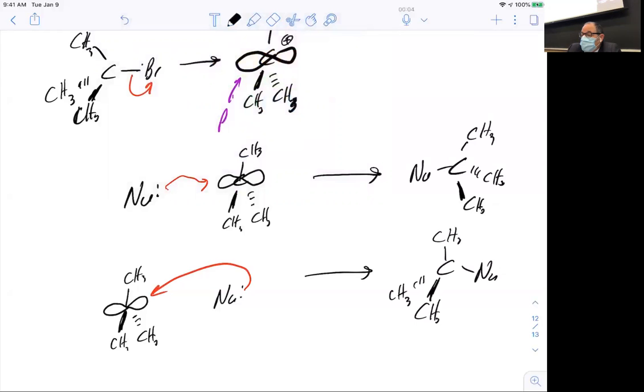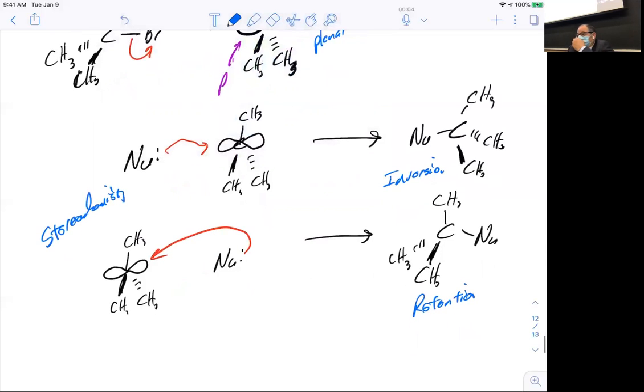So in an SN1 process, since I'm going through this planar carbocation, I could end up with inversion and retention.